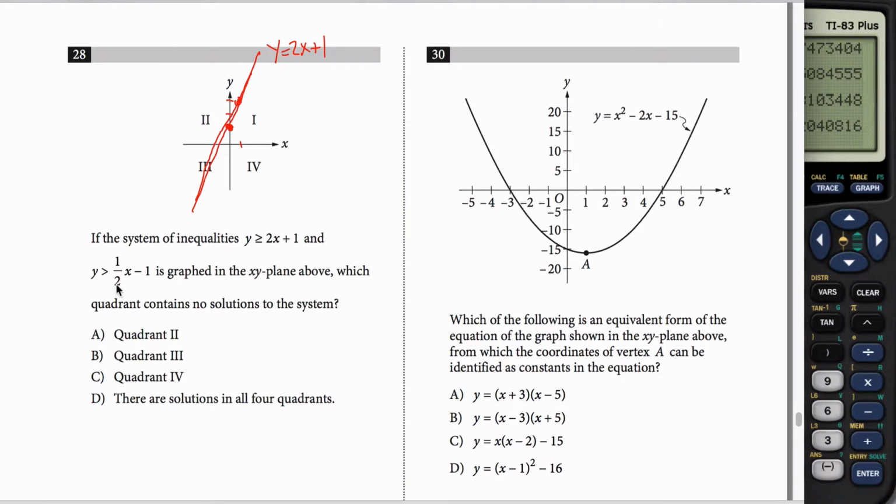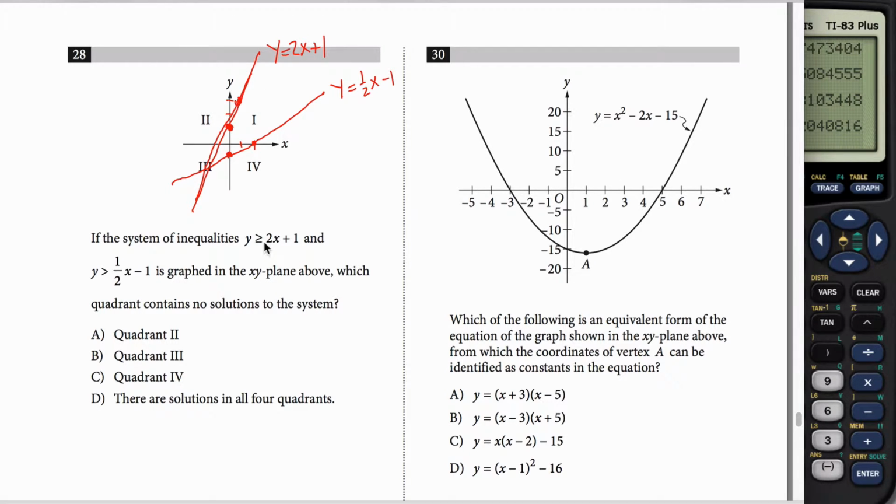If I were drawing the line y equals 1/2 x minus 1, I'd put the y-intercept at negative 1, and then the slope would be 1/2, meaning every time I go up by 1, I go right by 2. So I would be talking about this line right here. So this is y equals 1/2 x minus 1. But you don't want y equals 1/2 x minus 1 and y equals 2x plus 1.